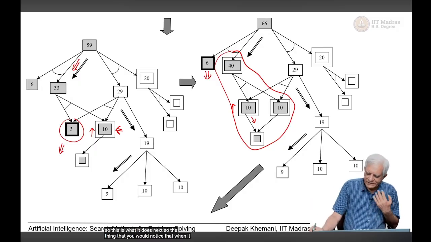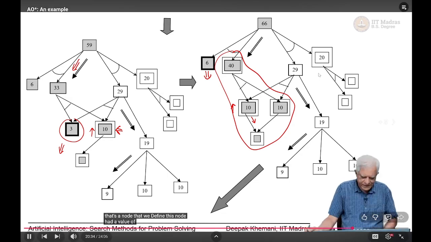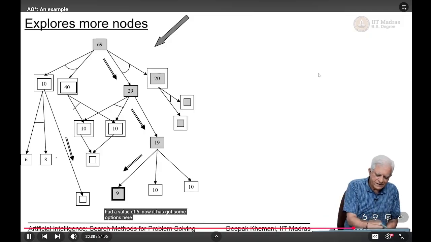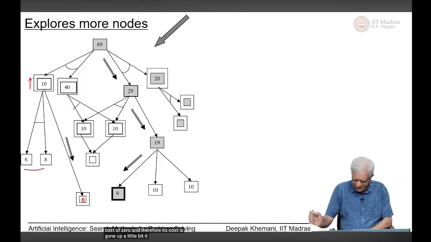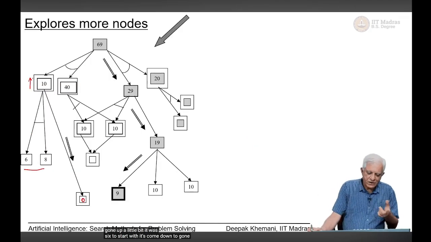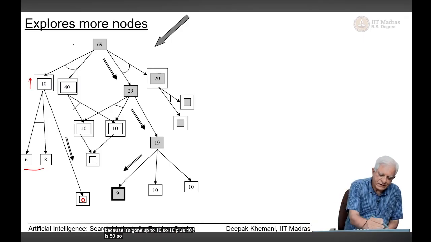So the thing that you would notice is that when it is underestimating, it is oscillating between different options, saying, oh, maybe that's a better option, maybe that's a better option. That's because each of them is being underestimated, as opposed to overestimating, which once it takes, now it has got some options here. One is an AND OR with a value of 6 plus 8, which is 14 plus 20 would be 34. But this is a simpler choice. It has a cost of 0, and therefore its cost has gone up a little bit. It was 6 to start with. It's gone up by 10. But because it's gone up to 10, so 10 plus 40 is 50, so this has gone up to 70.